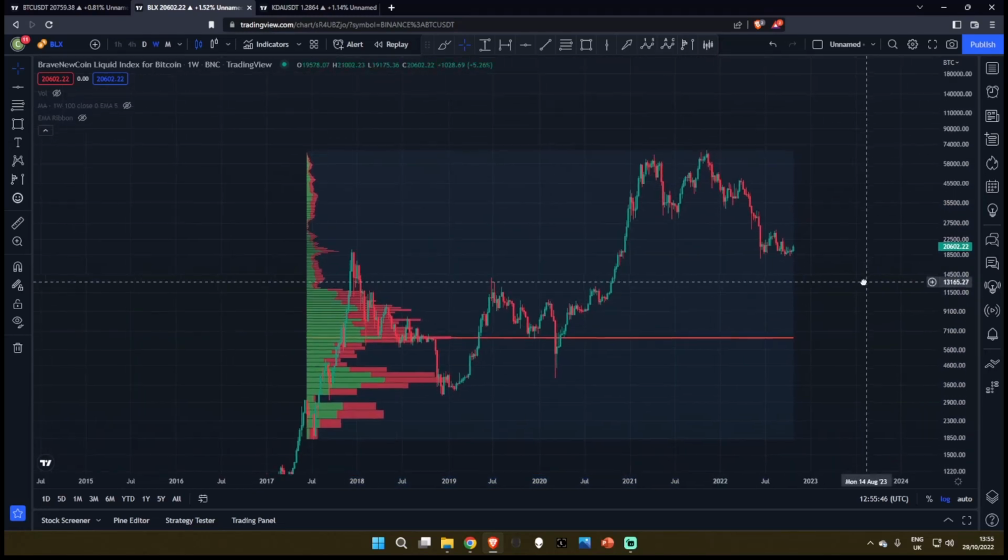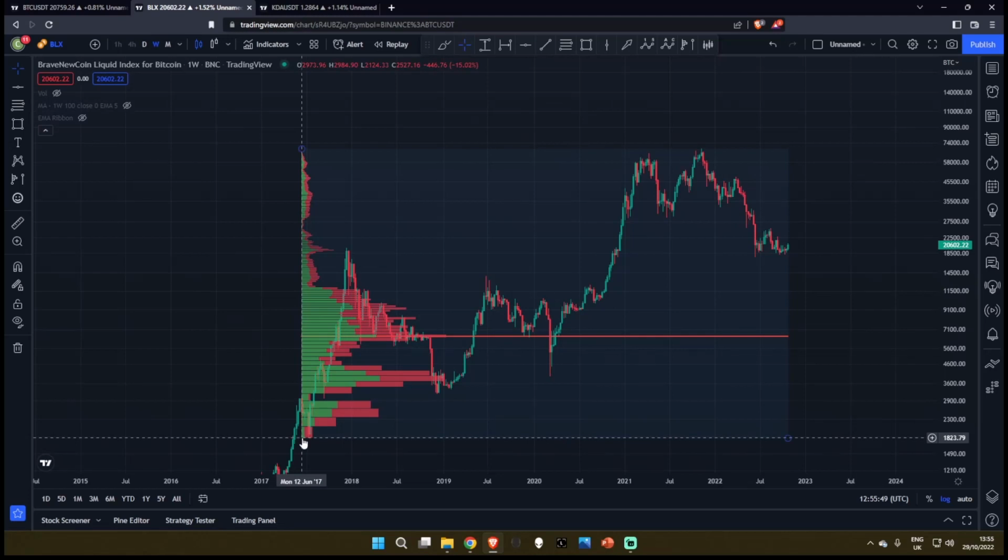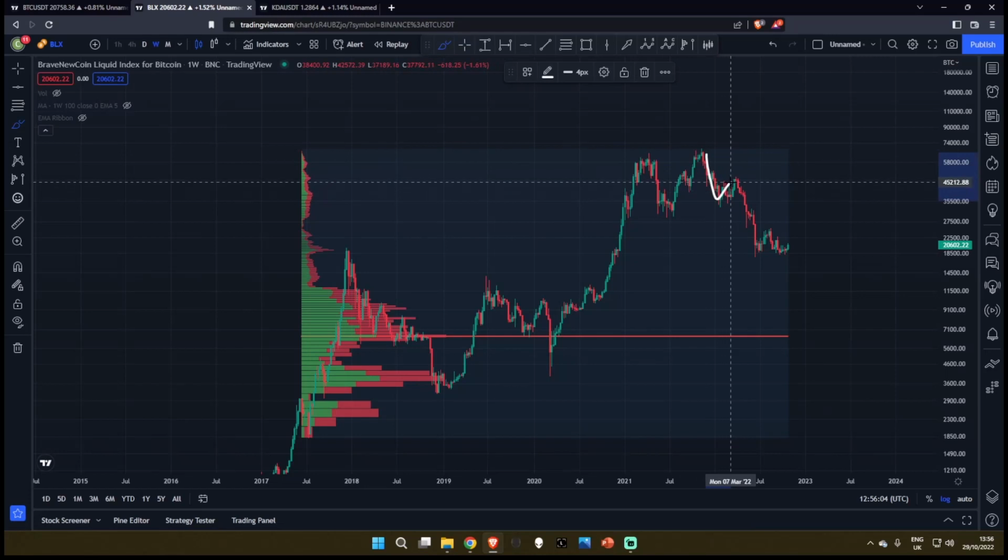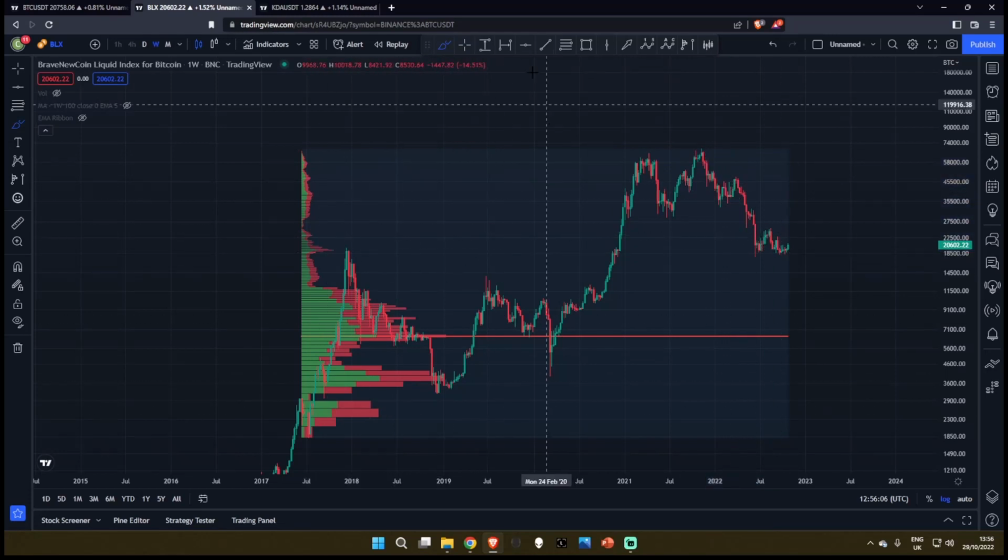Right now, if I draw a fixed volume profile from where the 2017-2018 bull market topped out, I'm incorporating the data from this bear market, the data from this bull market, and the data from the bear market that we're currently trading in right now. So I've got the best of all worlds with this really.